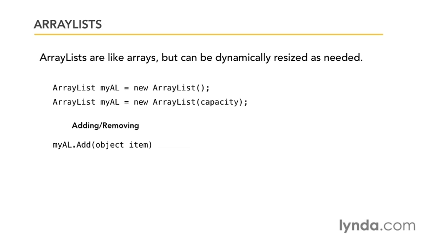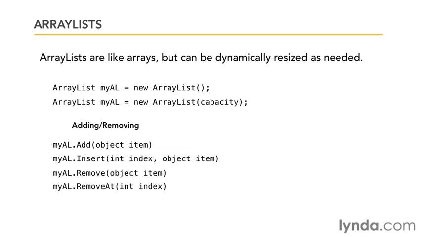Now you can add, which puts them at the bottom, or you can use the Insert method, which takes an object and puts it in at a specific index. And then to remove things, you can use Remove and RemoveAt. So the Remove function takes the object that you're passing in as an argument, finds it in the array list, and removes it. RemoveAt removes the object that is at the index that you pass in. And remember, indexes here are 0 based.